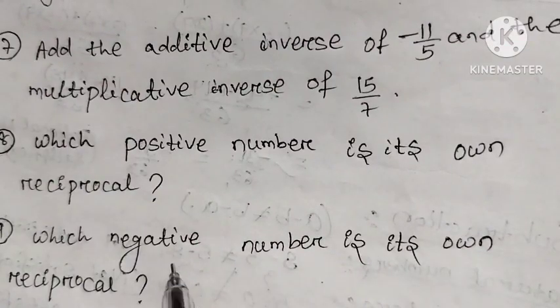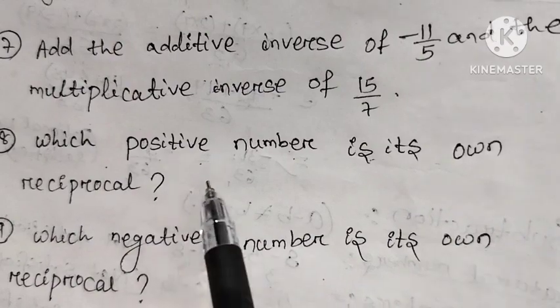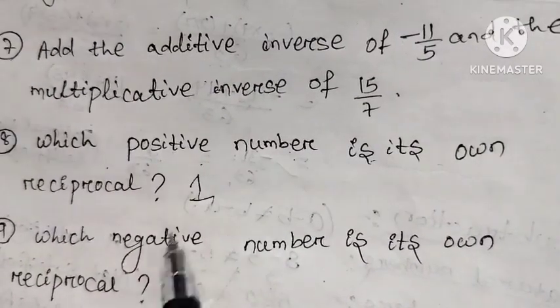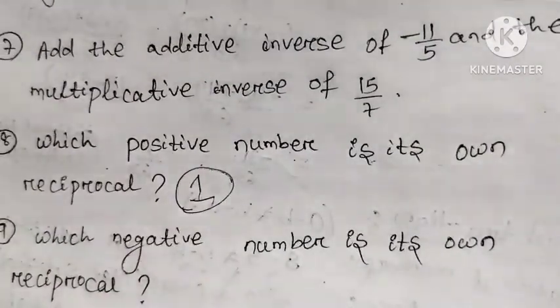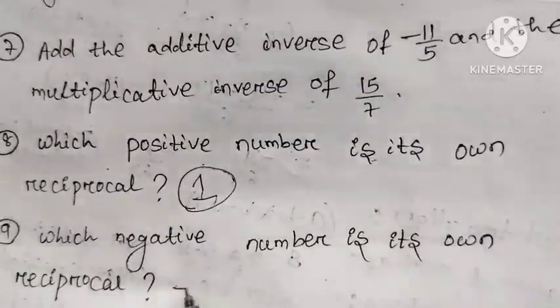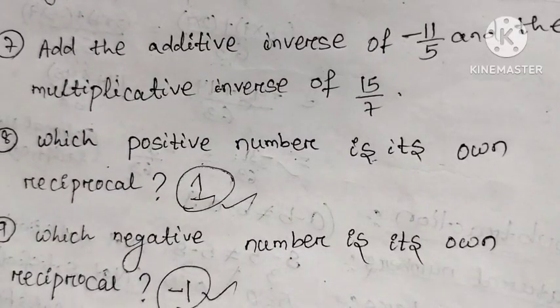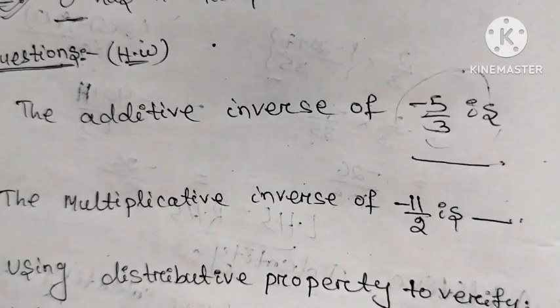Then next two questions. Which positive number is its own reciprocal? This is 1. 1 is its own reciprocal. Then which negative number is its own reciprocal? -1. This type of questions are coming as 1 mark questions. Which type of questions? 1 mark questions. Okay, this is an important question.